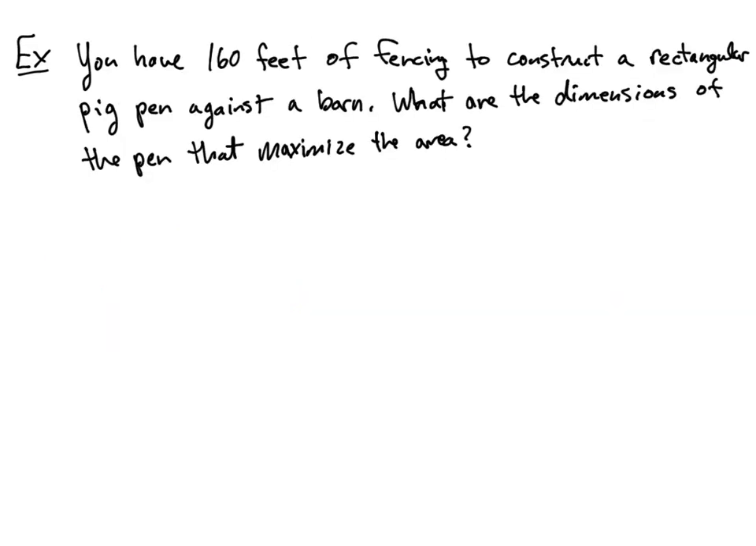All right, in this next example, it says you have 160 feet of fencing to construct a rectangular pig pen against a barn. What are the dimensions of the pen that will maximize the area? So what do we have? Let's say we have a barn here. It's kind of long and skinny. And then we want to build a pen here. We want to get the area of that pen to be as big as possible based on the 160 feet of fencing that I have.